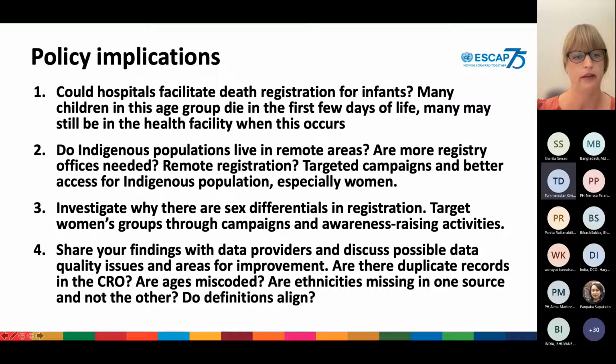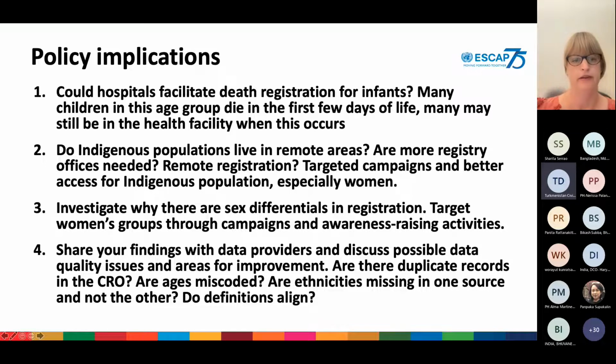Brainstorming and thinking about ways that those deaths could be registered better. And then our second policy implication, we need to think about what's going on with the Indigenous populations. So is it that they live in really remote areas? Maybe they don't have access to registry offices. Do we need to build more registry offices in those areas? Do we need mobile registration to go out and reach these people? Maybe we need some targeted campaigns and awareness raising and advocacy specifically for the Indigenous population and especially women. So we're not entirely sure why their rates are lower, so we need to investigate that to understand what are the best interventions to improve registration.